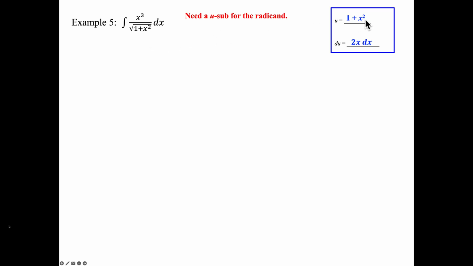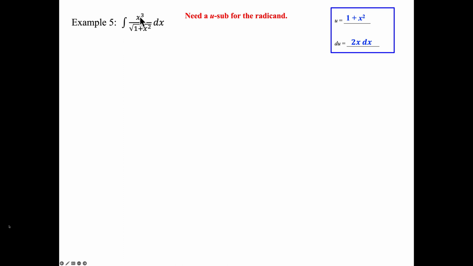Example 5, x to the third over the square root of 1 plus x squared dx. Definitely need to do a u sub here. Now this one's going to be a sneaky trick, so make sure you pay close attention here. My u is going to be the 1 plus x squared. My du will be 2x dx. Wait a minute. I only need x. I have x cubed. Don't panic.